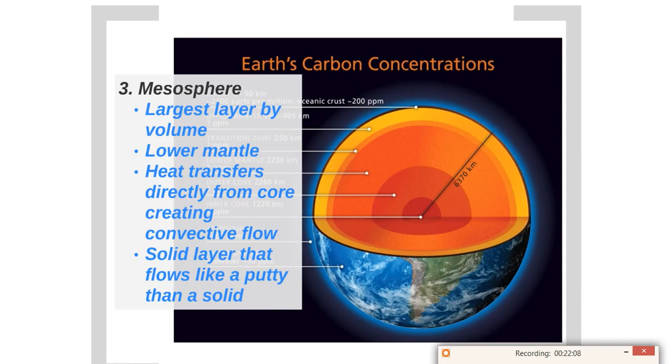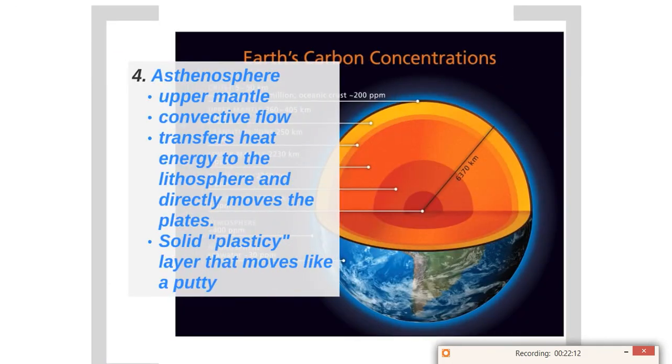The asthenosphere, which we sometimes call the upper mantle instead, also has convective flows, just like the mesosphere, which transfers this heat energy. But because it's directly touching the lithosphere, this is what's going to cause plate motion. This is what's going to cause the plates to drag apart or be forced ramming together. This is what's creating landforms, building up landforms, on the surface of the Earth.